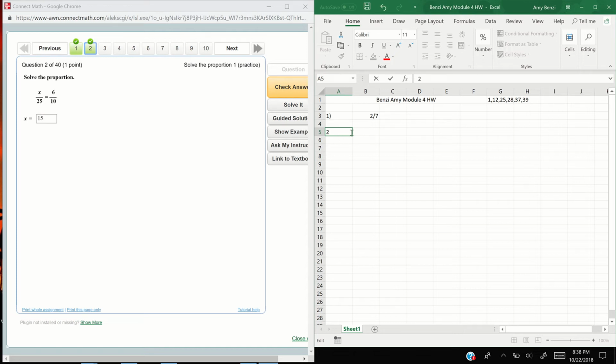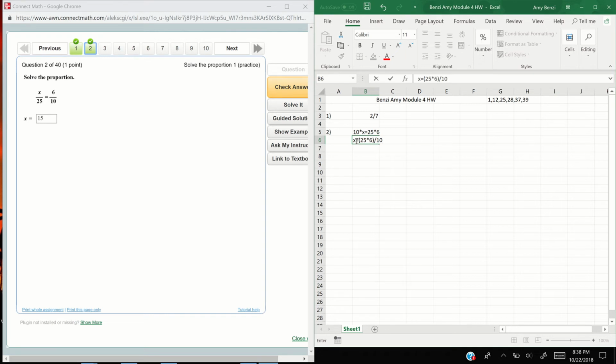But if you're going to put it in here in your Excel, if you're going to turn this in for 50 extra credit points, then here you might put just the start of the problem. You have 10 times x equals 25 times 6. And then on your next line, you divide both sides by 10. So you might say that x equals 25 times 6 divided by 10.